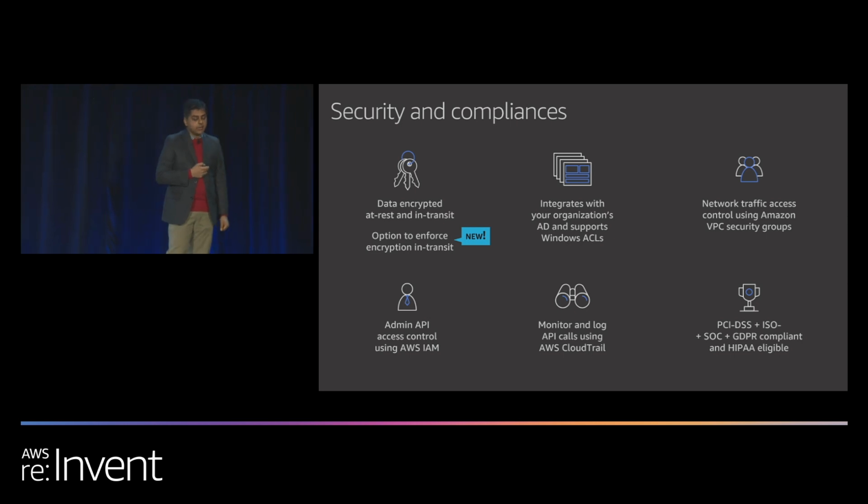We allow you to integrate your file system with your own organization's Active Directory, and we fully support the use of Windows NTFS access control lists, or ACLs. We support network-level traffic access control using Amazon VPC security groups and network ACLs. We also support administrative API access control using Identity and Access Management, or IAM. So you can do things like certain IAM users are allowed to create file systems, delete file systems, certain others are not. And then we allow you to monitor and log API calls using CloudTrail. And we have a whole range of compliance support, PCI, ISO, SOC, HIPAA, and so on.